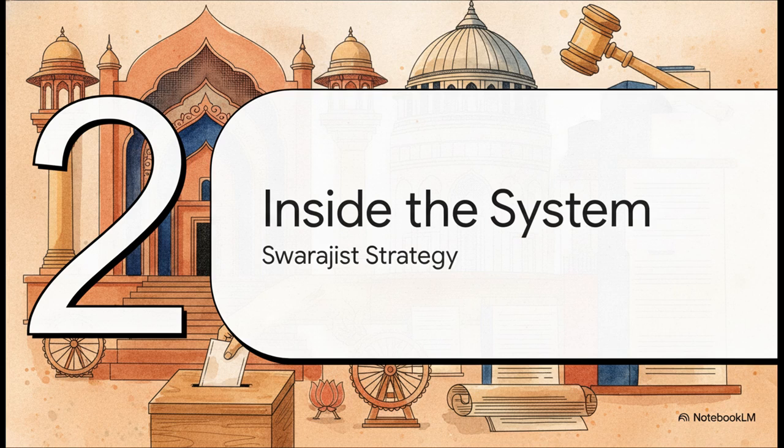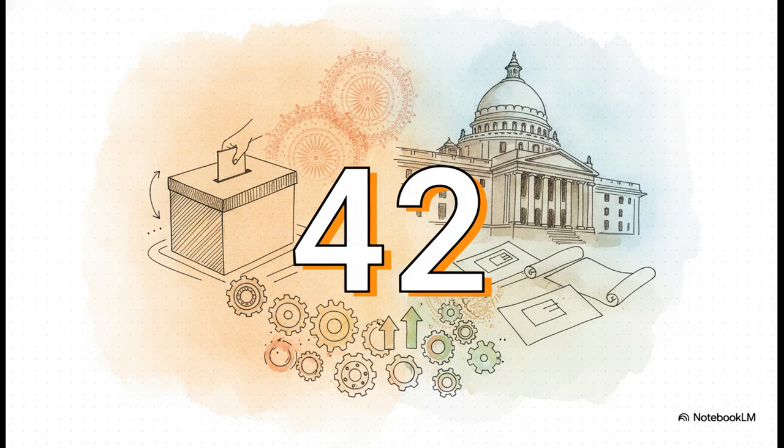Moving on to Section 2, Inside the System, focusing on the Swarajist political strategy. 42. That is a crucial number. In the November 1923 elections, the newly formed Swarajists managed to win 42 out of the 141 elected seats in the Central Legislative Assembly. Plus, they grabbed a clear majority in the central provinces. I mean, this was a tremendous initial validation of their strategy to take the fight directly to the ballot box.